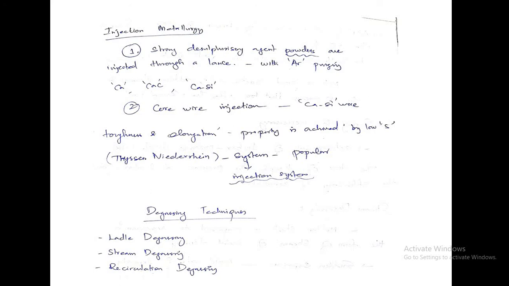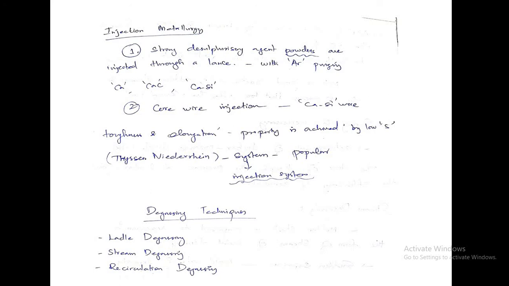What are the important gases present? Oxygen, hydrogen and nitrogen. These three gases are the major ones, and there is no chance of any other gases being present. Nitrogen will be present in large amounts. Ladle degassing, steam degassing, recirculation degassing, these are the types of degassing. So we have to remove all the oxygen, all the nitrogen and the hydrogen. Hydrogen has to be kept very low. It forms hydrogen embrittlement.